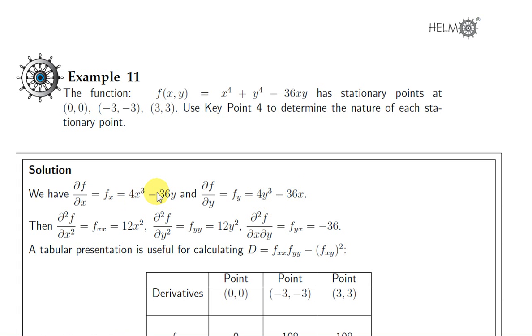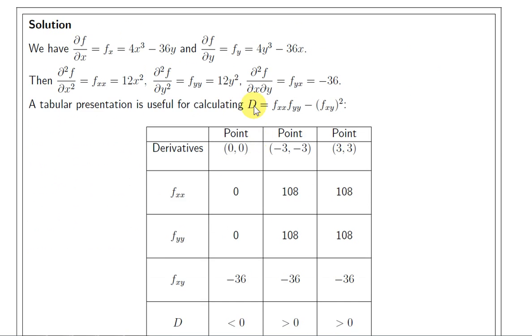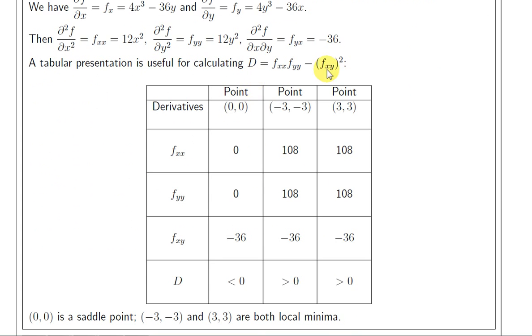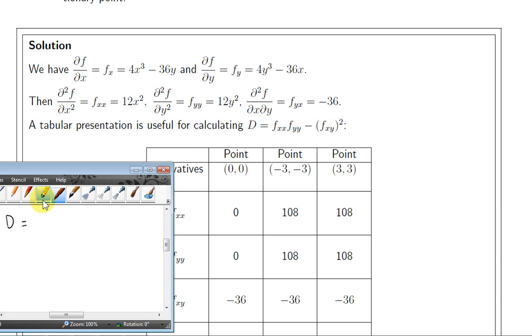So let's say differentiate this with respect to y. Well, that's easy. We just get minus 36, and you can see that the derivative of this function with respect to x is also minus 36. Okay, so here's D, and we calculate D. Well, we have to calculate D for each of the stationary points. So let's see what D is.